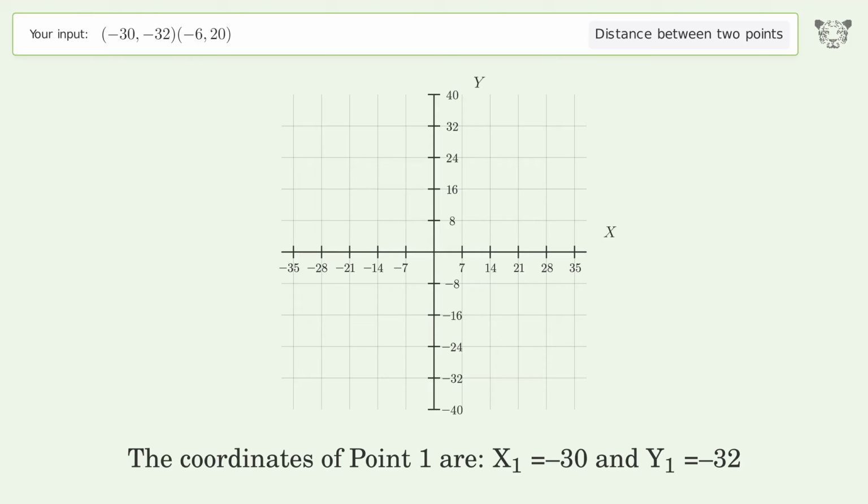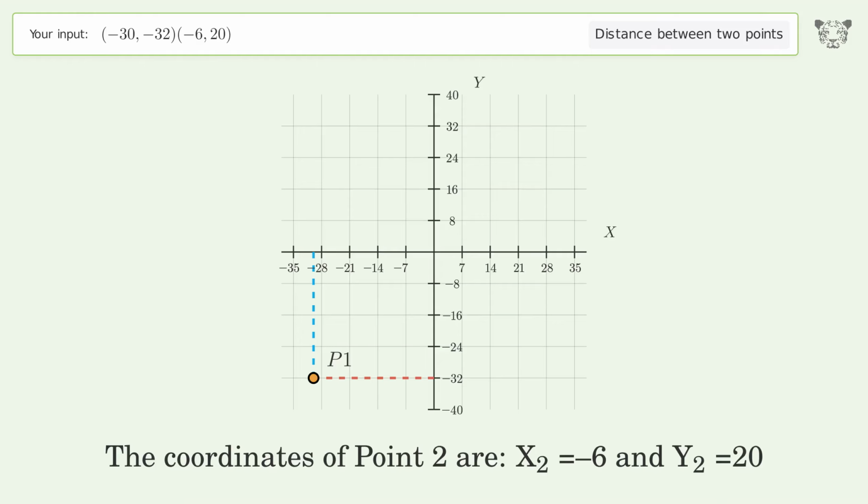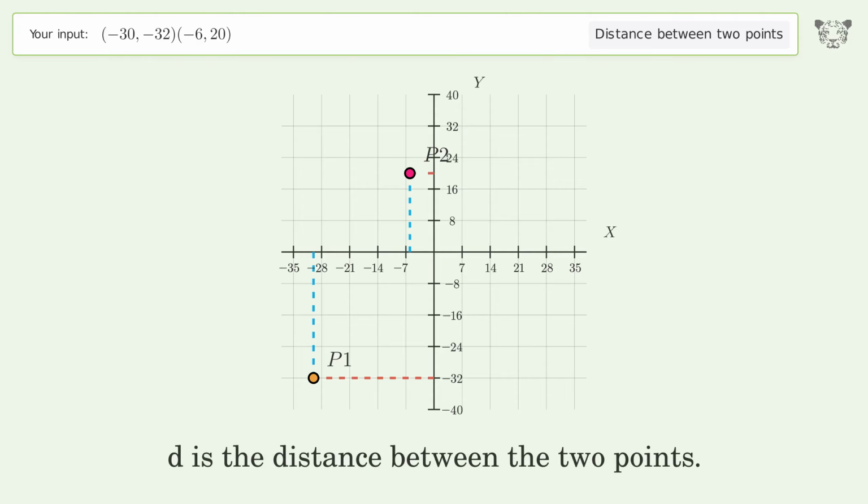The coordinates of point 1 are x1 equals -30 and y1 equals -32. The coordinates of point 2 are x2 equals -6 and y2 equals 20. D is the distance between the 2 points.